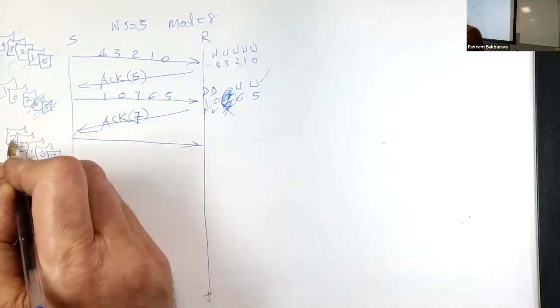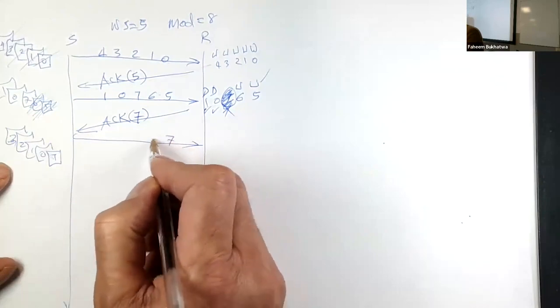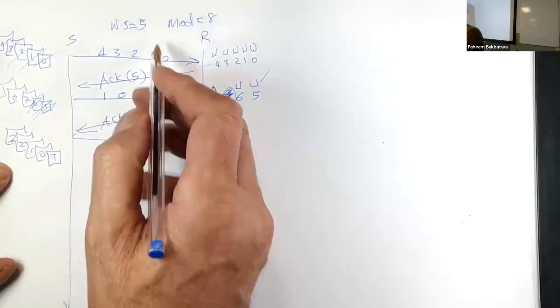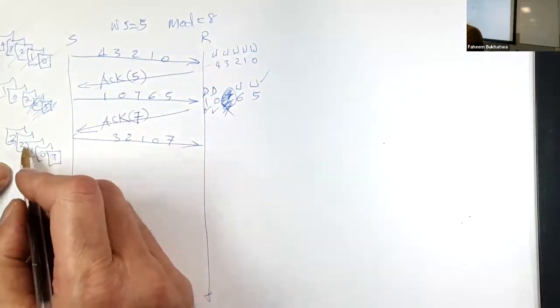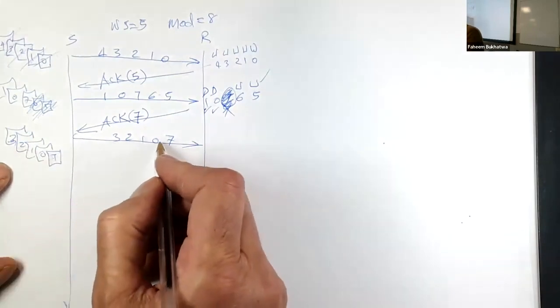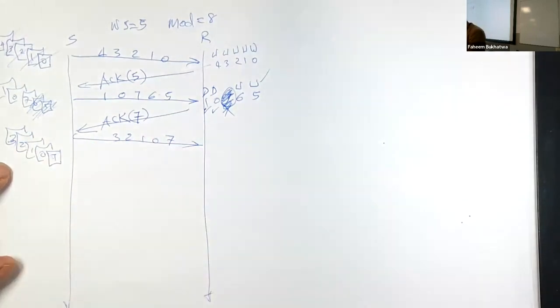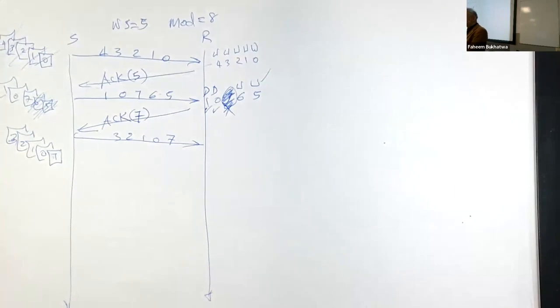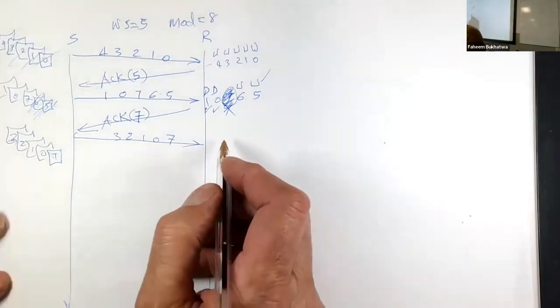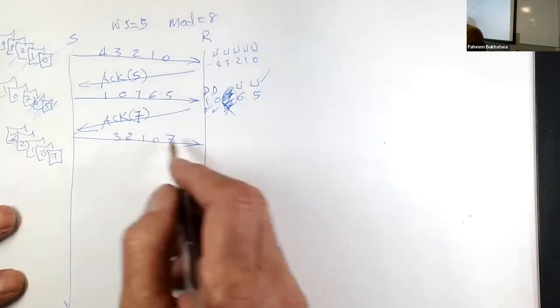I should have asked you what frame numbers, but you already know at this stage. Because window size is 5, 0, 7, 0, 1, 2, 3. That's 5 frames. Okay, you see the idea here? Everybody understands how it works so far? Let's do it again. This guy got 7, 0, 1, 2, 3.